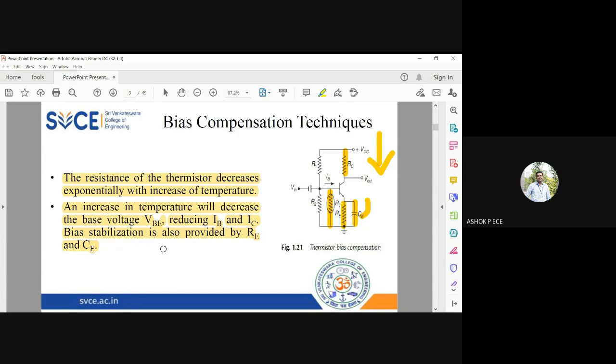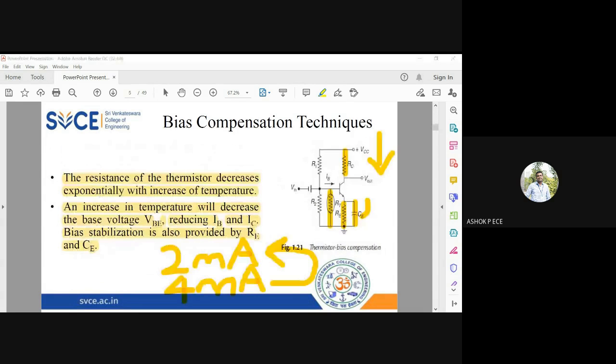Okay, assume that IC is 2 milliamperes when the temperature is normal. When the temperature is increasing, IC is becoming 4 milliamperes, without thermistor, I'm saying. But when you have the thermistor on the base side, IC will slowly try to increase to 4 milliamperes, but this RT will reduce, which will ensure that this 4 milliamperes is again brought down to 2 milliamperes. So the collector current is kept almost constant because of this action of the thermistor.